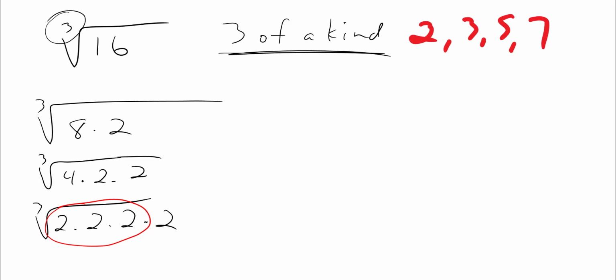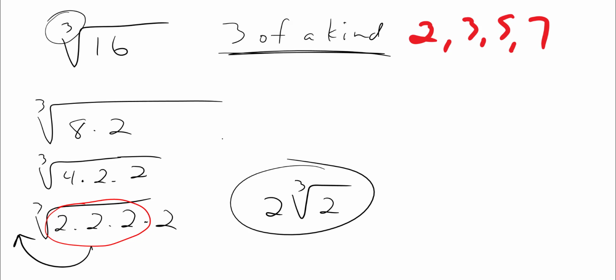So for my final answer for this one, I'm going to take this 2 out. So I got 2 on the outside, and I have a 2 left over. So the cube root of 16 is 2 times the cube root of 2. So don't panic when you have a different number here, but understand you're looking for 3 of a kind. Okay? If I gave you, let's just go a little crazier.